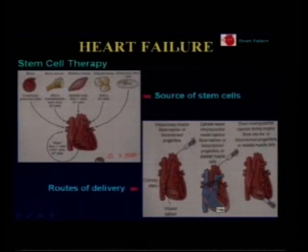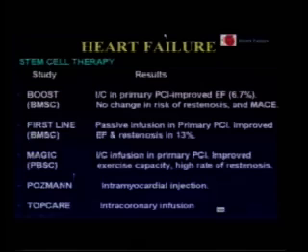A large number of trials are going on. It has been seen with bone marrow mesenchymal cells in the BOOST trial, which were given intracoronary at the time when primary PTCA was done, and it improved the ejection fraction as compared to placebo. It was 6.7% versus 0.7%, but there was no change in the risk of restenosis. We are not expecting that. Actually, we are only expecting the improvement in the ejection fraction.